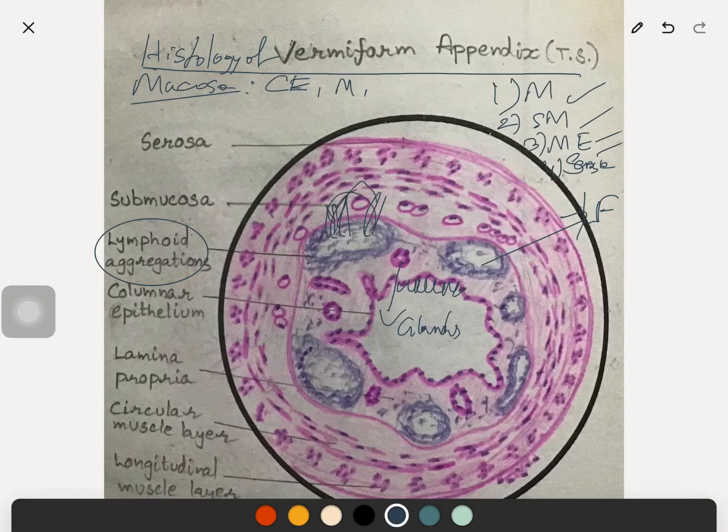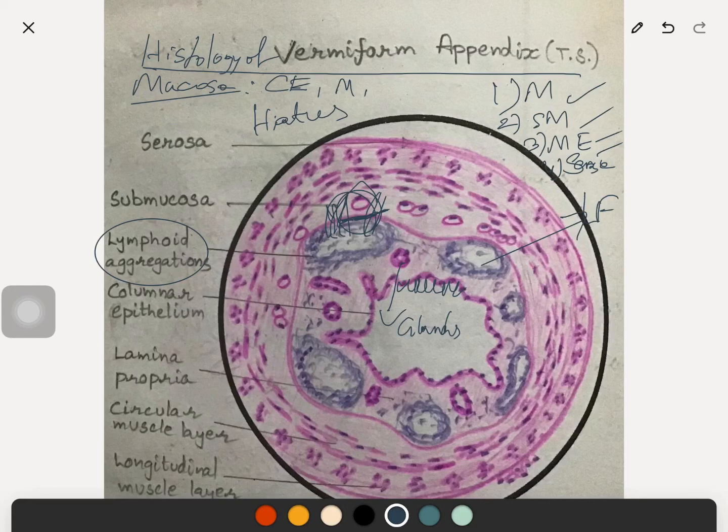When they extend into the submucosa, they break the muscularis mucosae. That is called hiatus muscularis mucosae. So that is about the mucosa: epithelium, lamina propria and the muscularis mucosae.